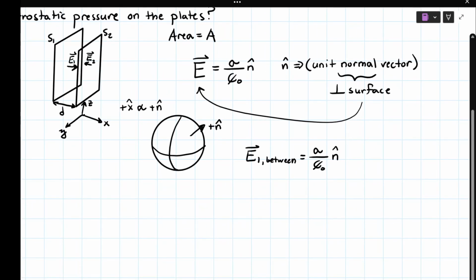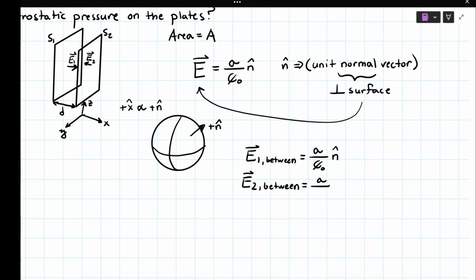And then we want to find E2. So E2 between is going to have the same magnitude, you'd think, sigma over epsilon naught. But now it's going in the opposite direction while still being in the n axis, and it's going to be negative n hat. Which we can then just distribute, and we find that it's negative sigma over epsilon naught n hat, okay?